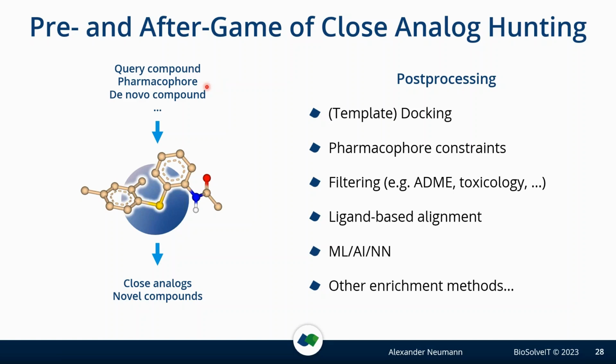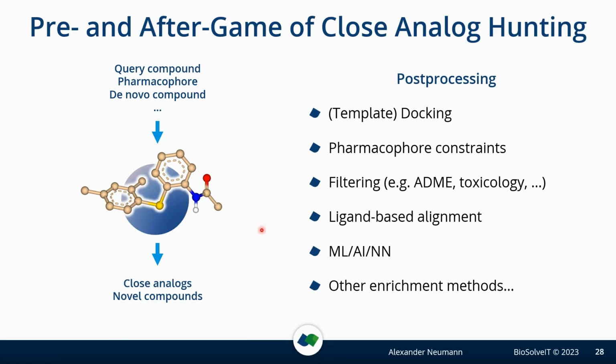You can just use the pharmacophore, so the very, very smallest part of the molecule that is actually active, or even use a de novo designed compound and see what is actually out there that can be synthesized or purchased. Once you do your search, you will get close analogs and novel compounds. Cool, but what do you like to do with it?